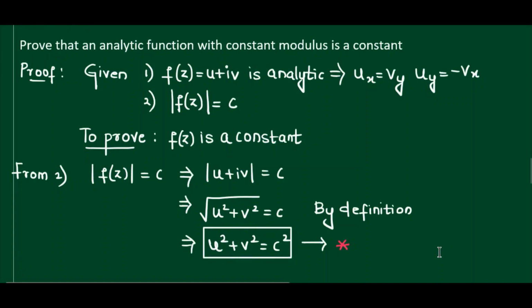Now from the second condition, modulus of f of z equal to constant. Make use of the definition. Modulus of f of z, modulus of u plus iv equal to constant, which is root of u square plus v square equal to c. Squaring on both sides, you get this equation. I have taken this equation and marked it as star, so that we can use it again. So u square plus v square is c square.